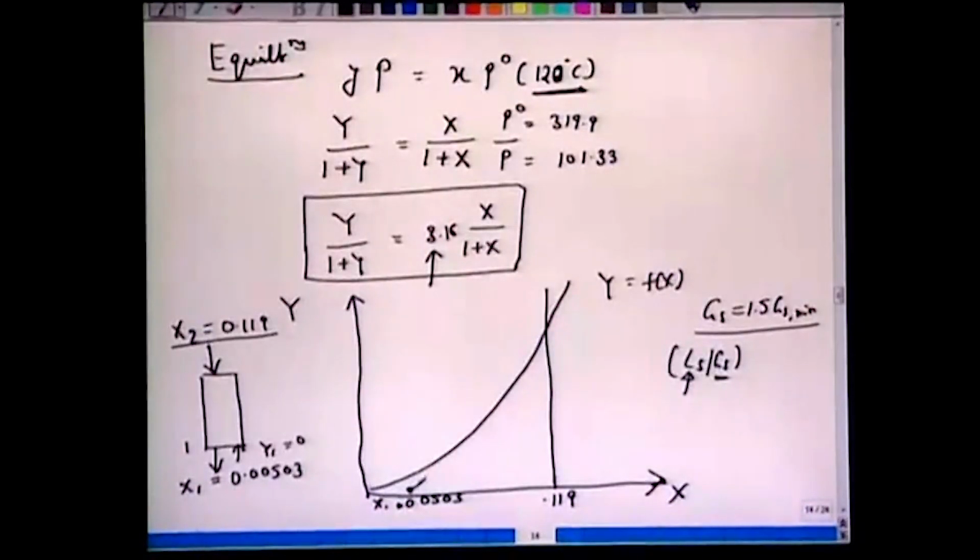Now we know 0.119 here, and to obtain this minimum, if you recall, again we have to take a tangent because we can see a pinch here. So we have a pinch here which will give us 0 driving force, and we can get LS by GS corresponding to the minimum GS flow rate.